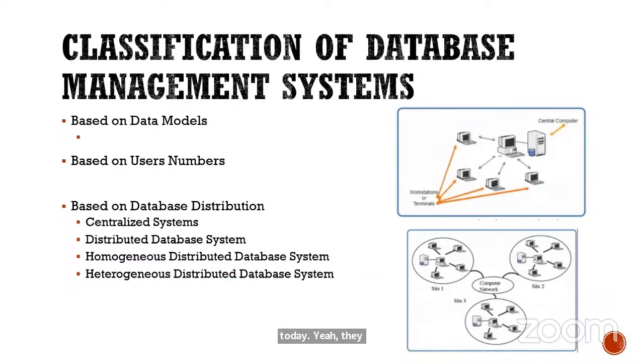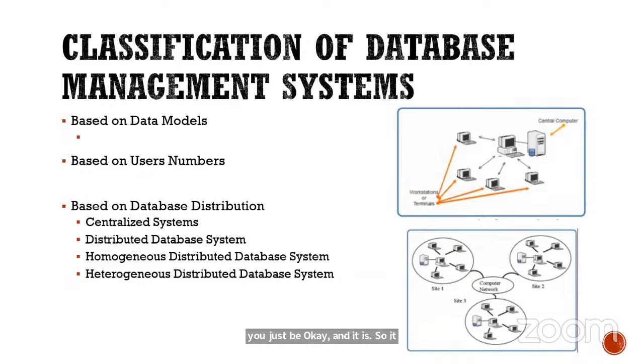There's another one today which we call object-oriented database management systems. Object-oriented models are the ones that use Java, JavaScript, Python for data modeling. Those are what we call object-oriented database designs. They are the ones where you just drag and drop and the rest.